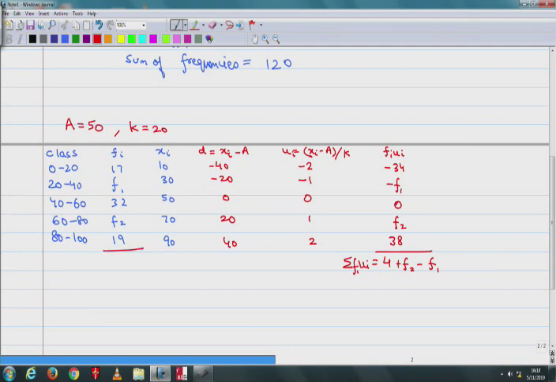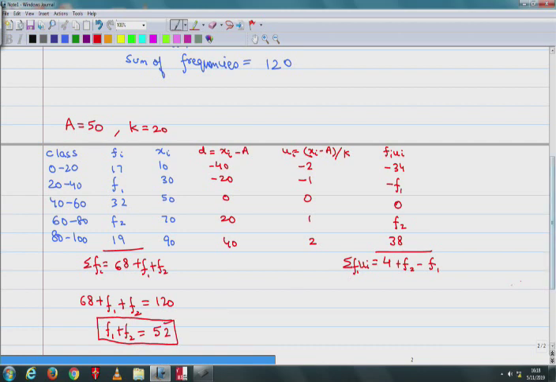Similarly, if we go for sigma f, that would be 17 plus 32 plus 19; if we add all these values, it is 68 plus F1 plus F2. Now we know that the sum of the frequencies is given as 120. So 68 plus F1 plus F2 is equal to 120. So F1 plus F2 is equal to 120 minus 68, which comes out to be 52. This is the first equation we are getting in F1 and F2.